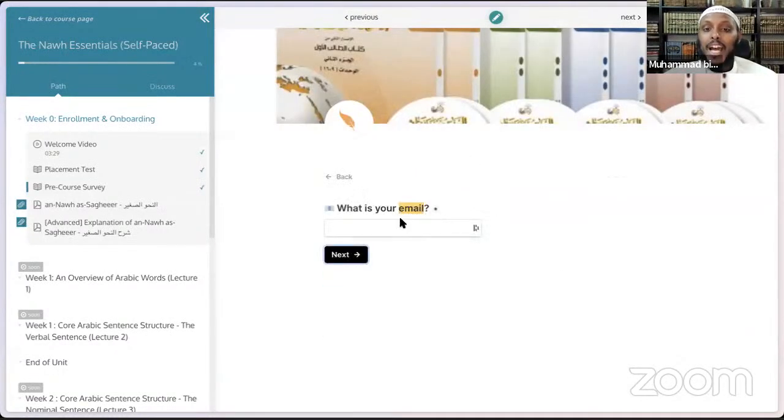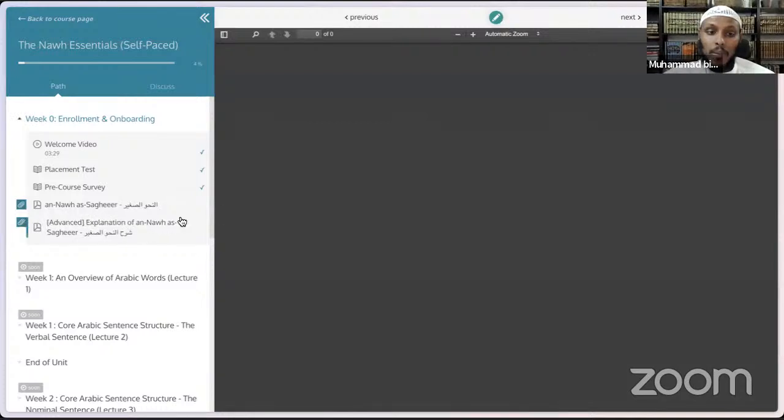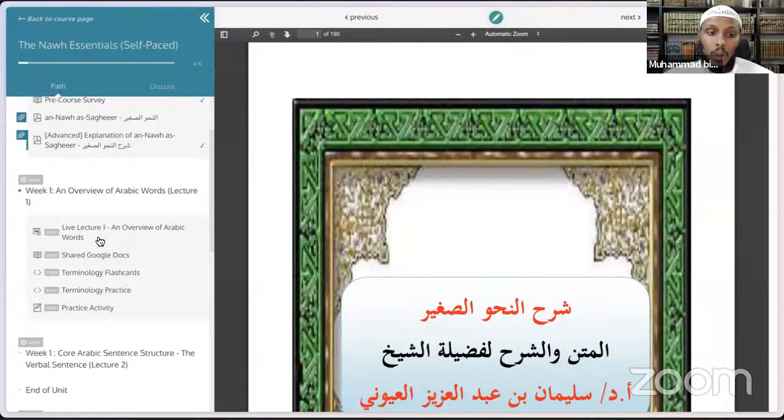And that will then redirect you to the WhatsApp group. So you come to the private WhatsApp group. You have the PDF here for the Nahw Saghir. You have the explanation here as well. And here, you're going to have all of the exercises.